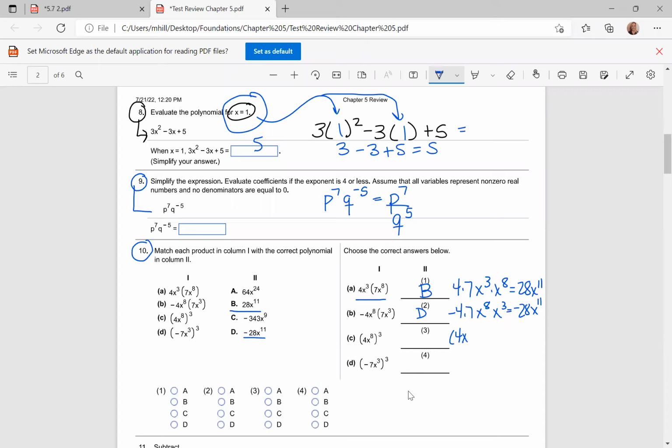4 times x to the 8th, all to the 3rd. Well, that's the same thing as saying 4 to the 3rd times x to the 8th to the 3rd. Well, 4 to the 3rd means 4 times 4 times 4, which is 64. And then these two would get multiplied because we're saying we want x to the 8th 3 times. So that's going to be 8 times 3, which is 24. This one's A, 64x to the 24th.